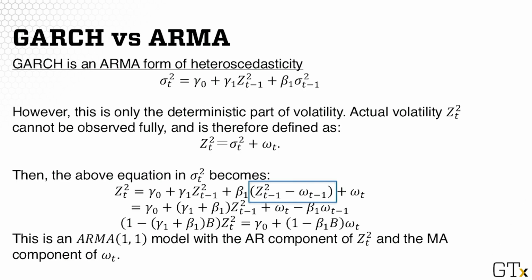Starting with this formula, we can replace sigma t minus 1 squared with Z t minus 1 squared minus sigma t minus 1 squared. Separating the terms in Z t minus 1 and omega, we have an ARMA 1-1 process. Adding together the terms with Z t minus 1 squared leads then to an ARMA model in Z t minus 1 squared, where the error coefficient is gamma 1 plus beta 1 and the MA coefficient is minus beta 1.